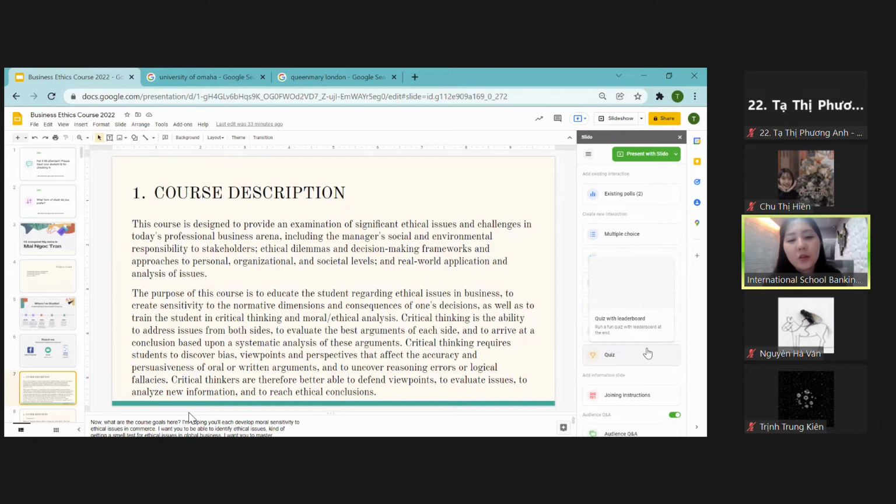Okay, so as you read, you have an overall understanding of the course. And in here, I just want to point out some highlights. I see that the course is going to provide us an examination of significant ethical issues. So in our course, we are going to look at many different ethical issues, and we're going to discuss them. And in here we have the keyword ethical dilemmas.